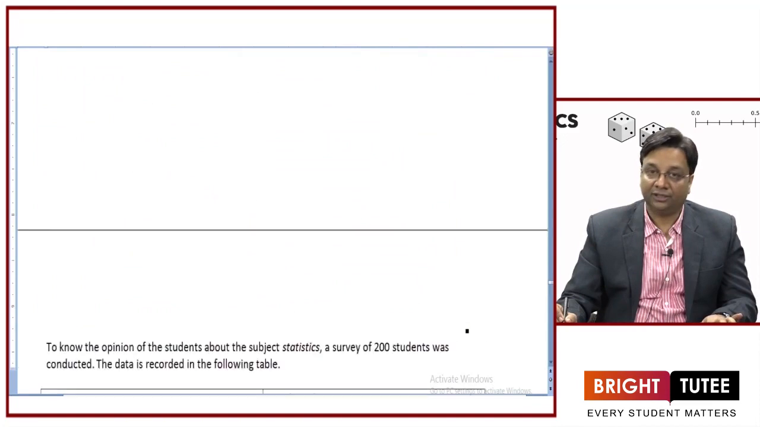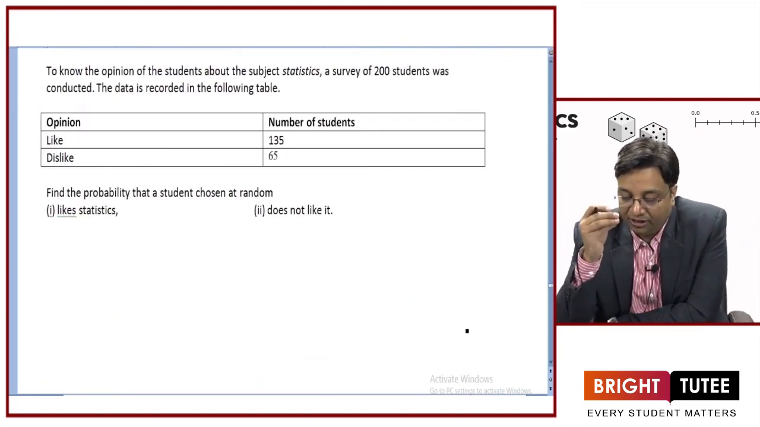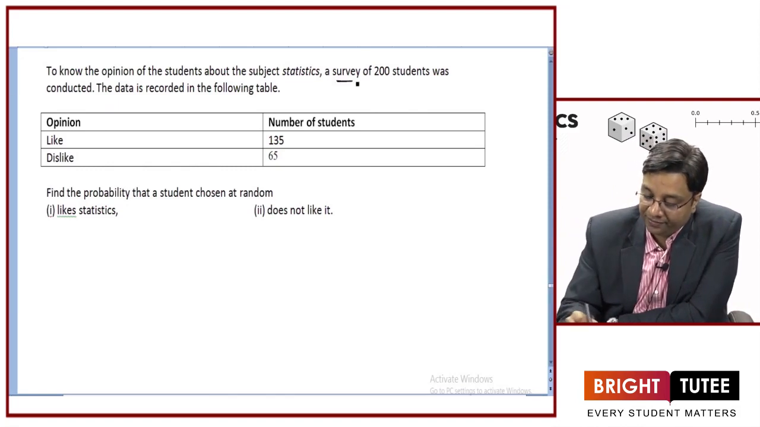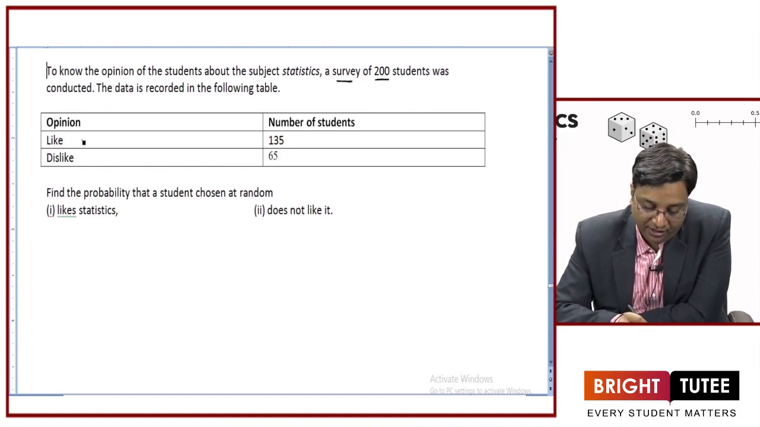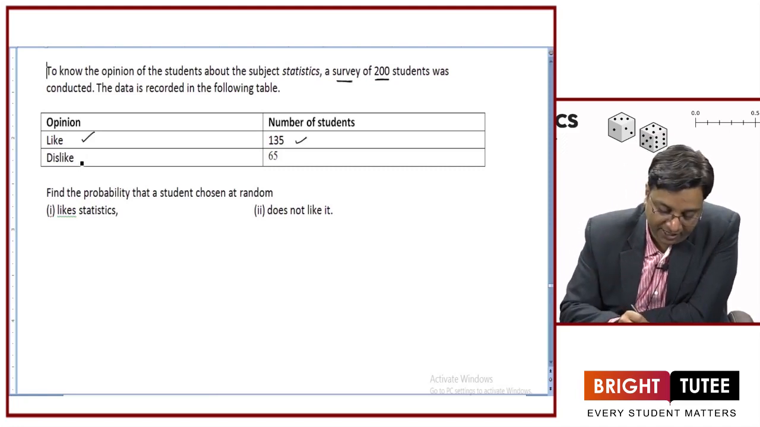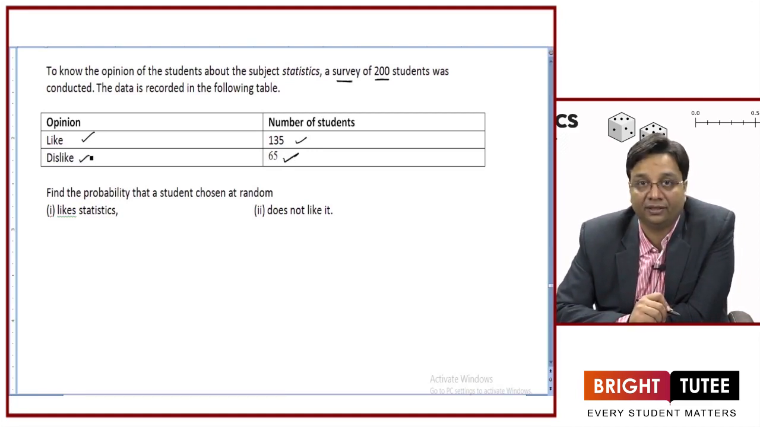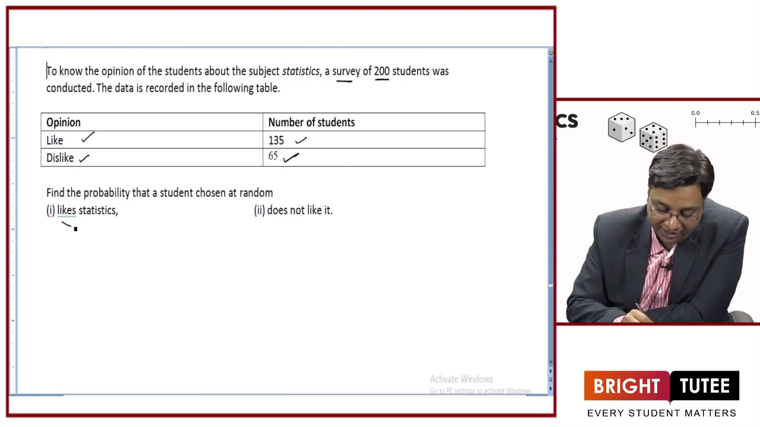So, this was the question. To know the opinion of students about the subject statistics, a survey of 200 students was conducted. The data is recorded in the following table. The students who like statistics are 135 in number, and 65 students dislike the subject of statistics, right. Find the probability that a student chosen at random likes statistics.